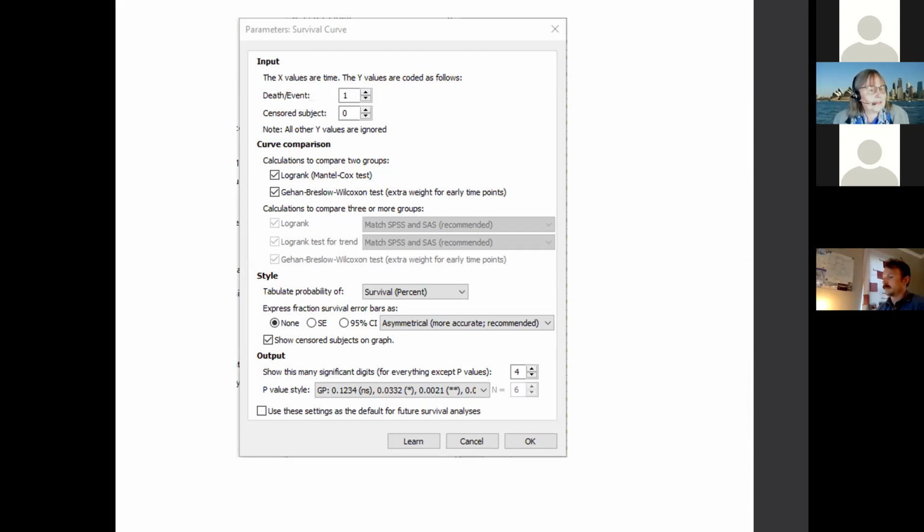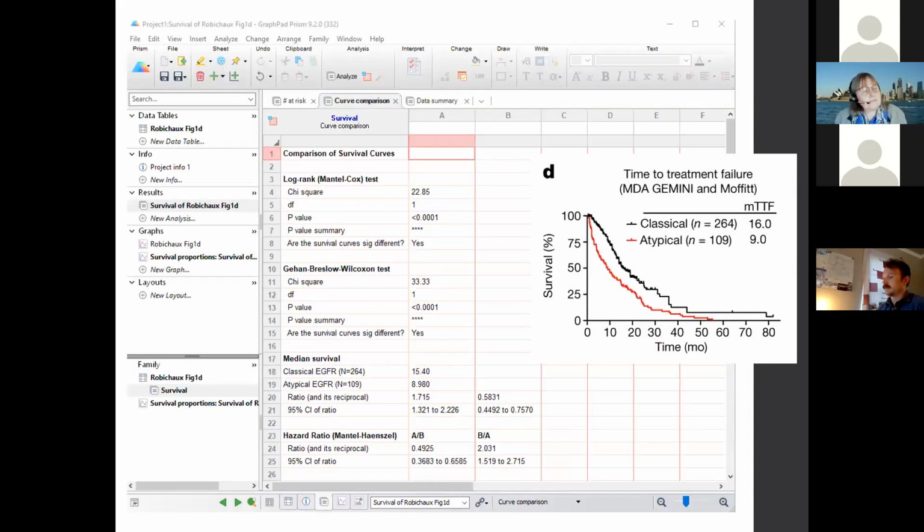It automatically also highlights both tests. It gives you the Wilcoxon and log rank. I kept that because I wanted to show you the differences between the two. You can do the table probability. You can either do percent, or the other one would be the proportion, which would be 0 to 1, and this is from 0 to 100%. I didn't do any error bars on this for this example, but I'm going to also show the censored subjects on the graph, and I kept these at 4 decimal points.